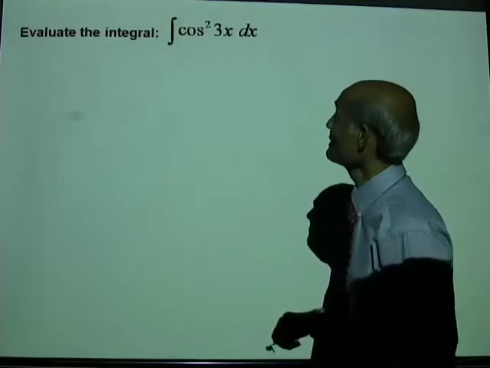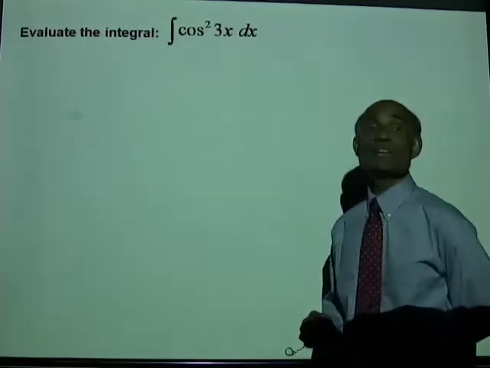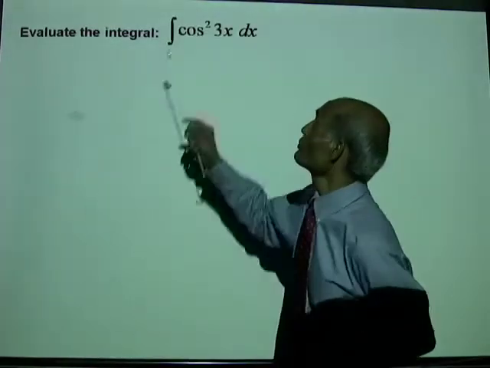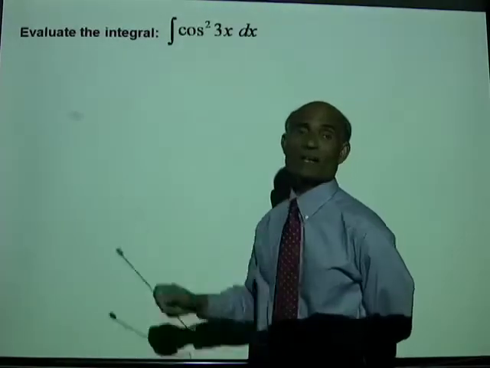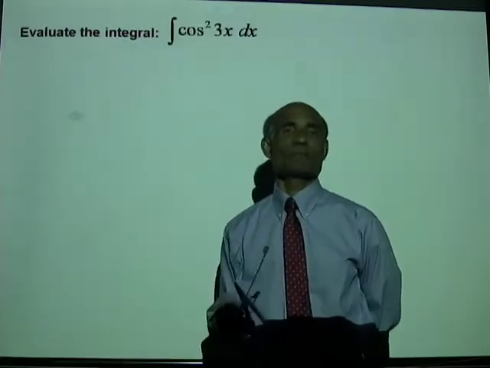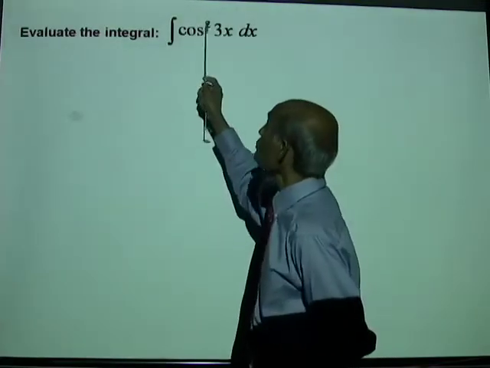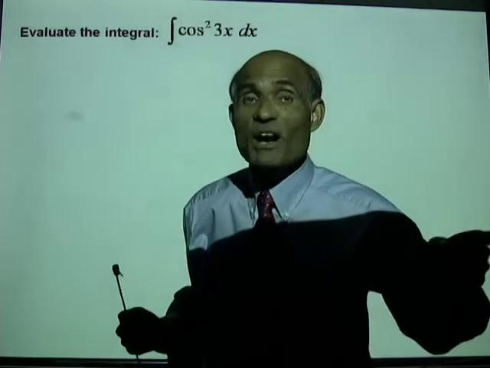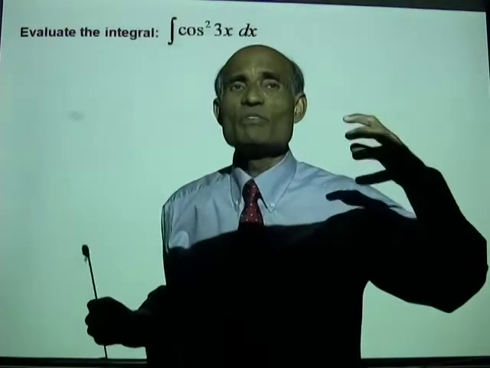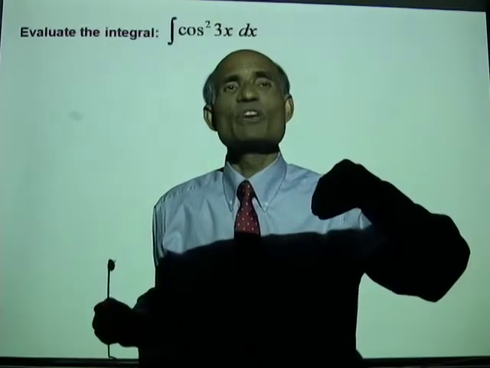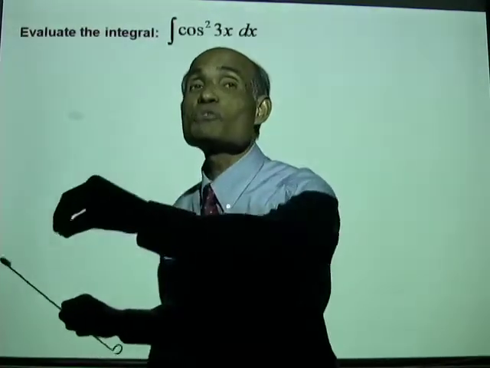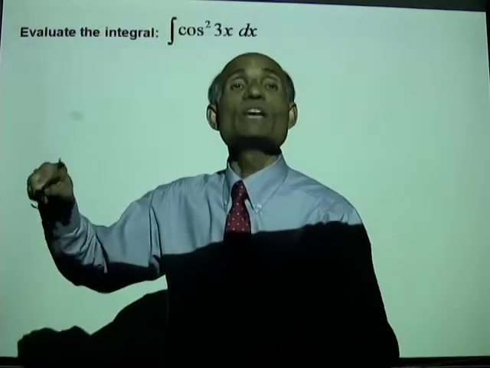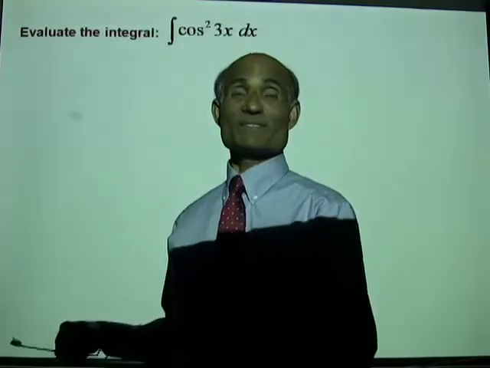Alright, how about this? Evaluate the integral cos squared 3x dx. You see, the 3x really doesn't matter. That's not going to make any difference. But it is the cos squared form that you need to take care of. What we did just now is a sine squared form. We changed the sine squared x in terms of cos of 2x. Can you change a cos squared form in terms of cos of 2x?